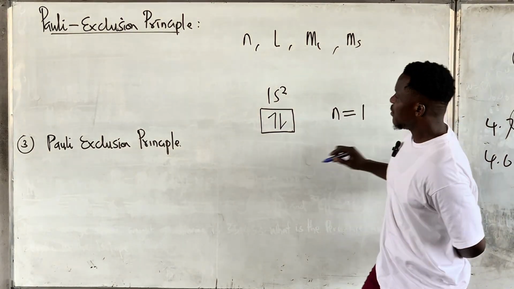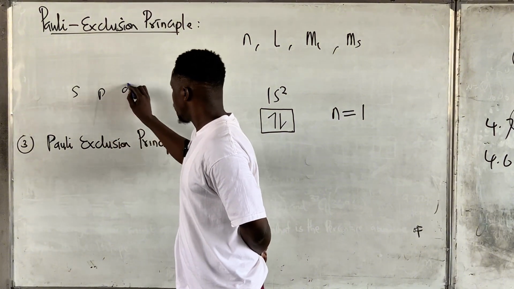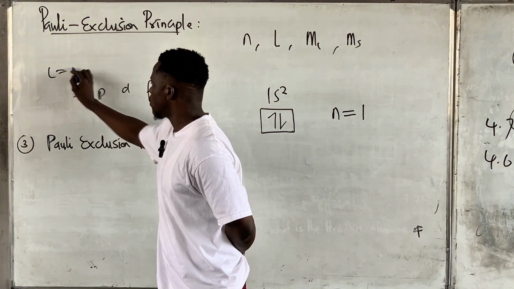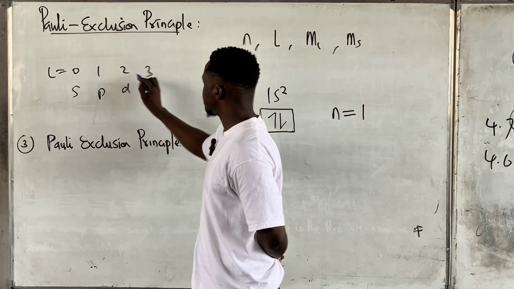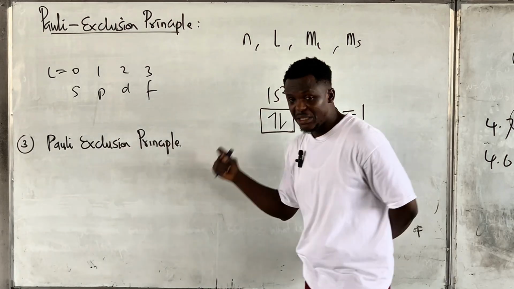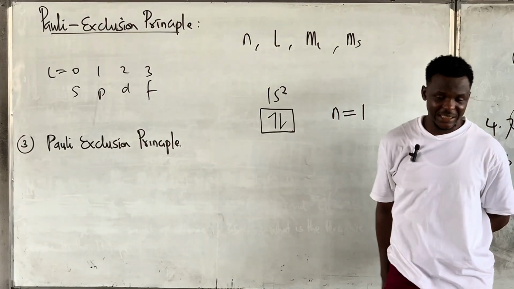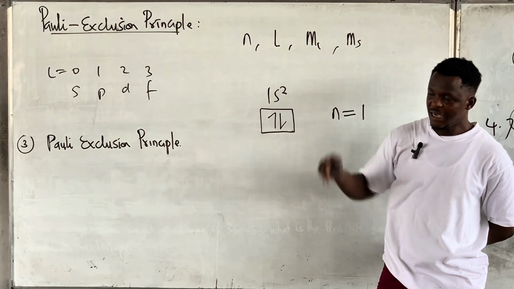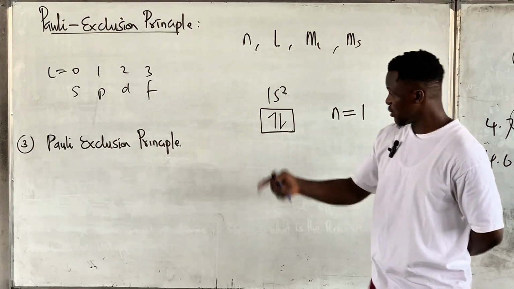Remember, SPDF. Azimuthal gave L to be equal to what? 0, 1, 2, and what? 3. Please, if you missed the video for quantum number, I think we have a video for quantum number. I've treated quantum number, but I'm still going to treat it again.